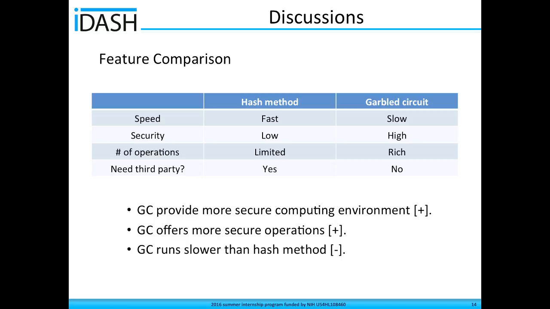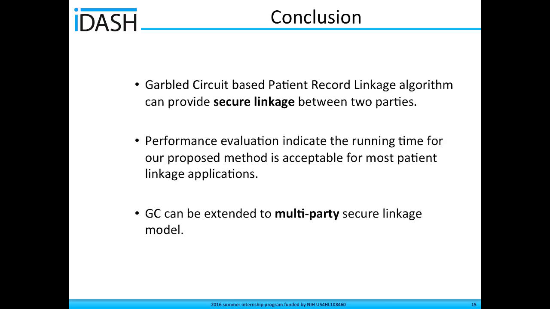So here is the comparison between our method and double circuit. The GC can provide more secure computing and more secure operations. And even if the GC may run slower because of the hash method, the runtime is still acceptable. So here is some conclusion.